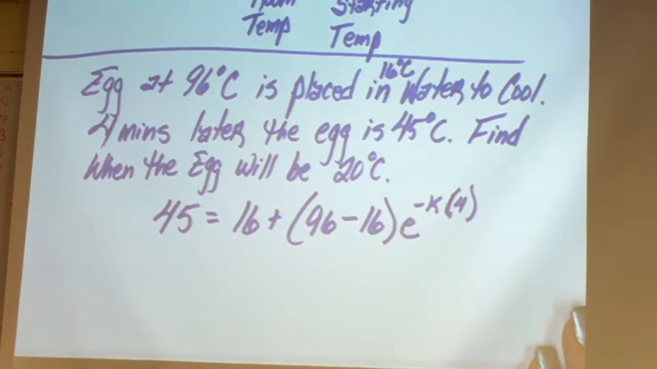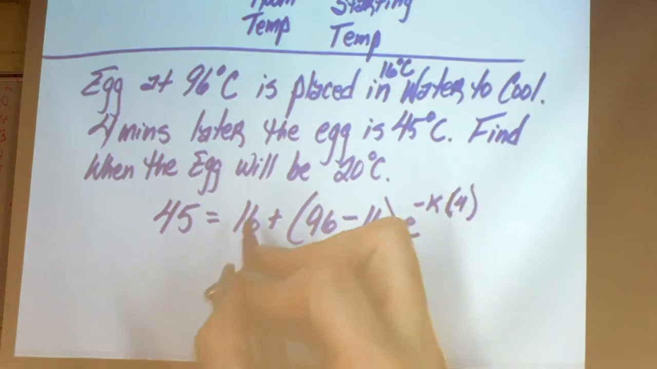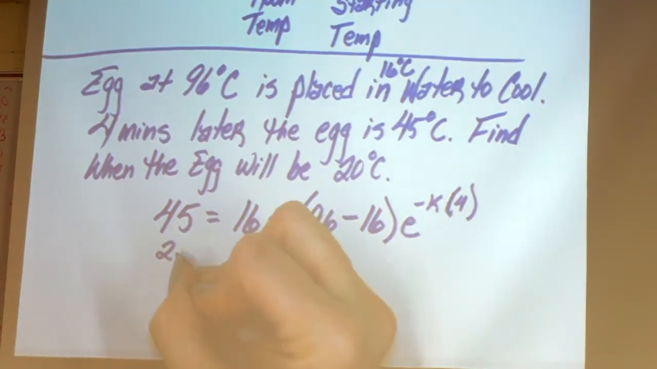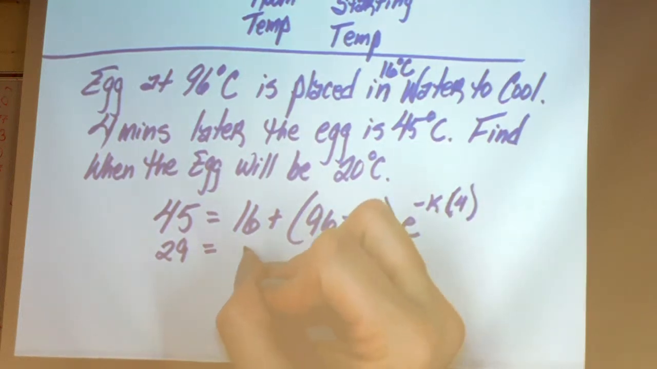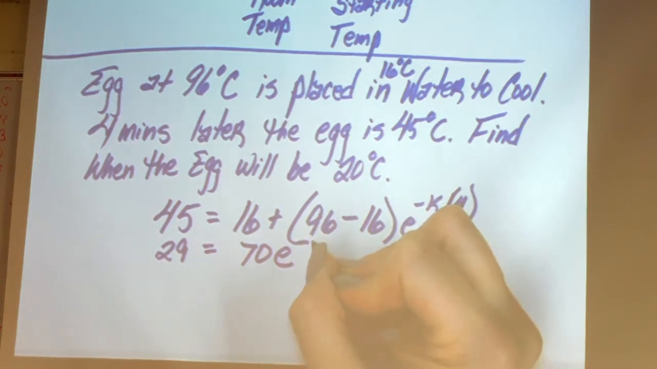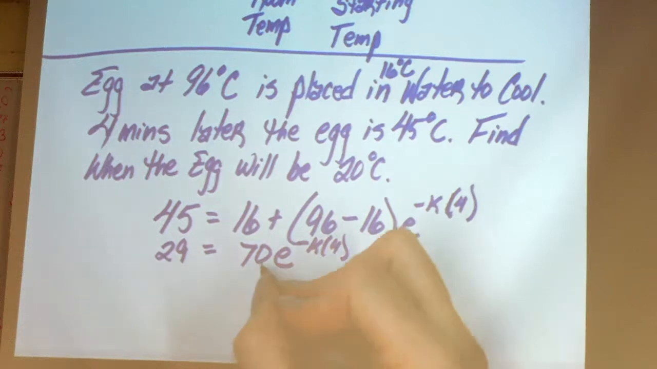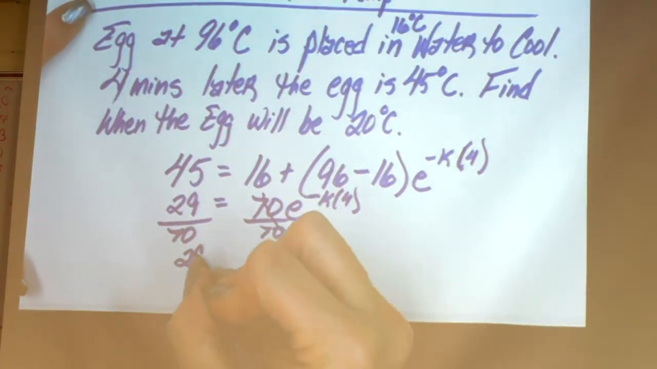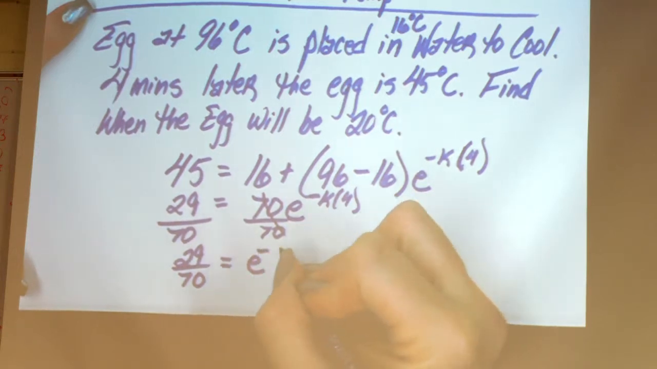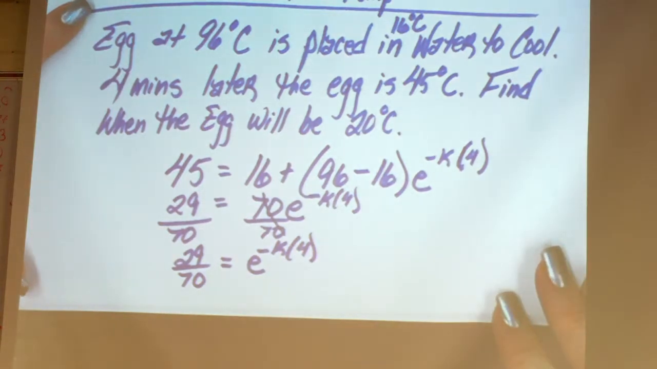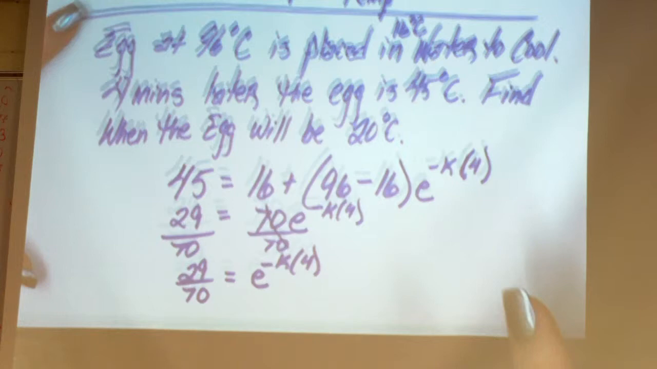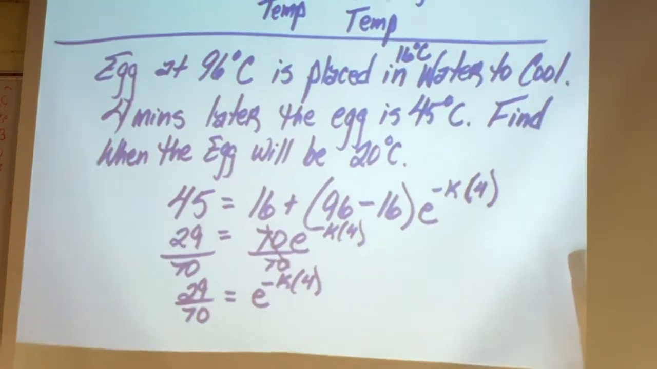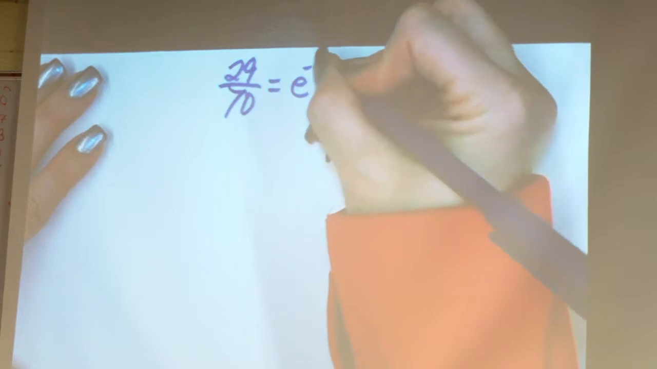Now we need to solve this out to find our k. Okay, so let's subtract our 16, and that gives us 29. And 96 subtract 16 is 70, times e raised to the negative k multiplied by 4. Okay, we're going to divide both sides by 70. And so we get 29 over 70 is equal to e raised to the negative k multiplied by 4. Okay, well, I need to undo my e, basically. So the inverse of e is the natural log function. So we had 29 over 70 is equal to e raised to the negative k times 4.